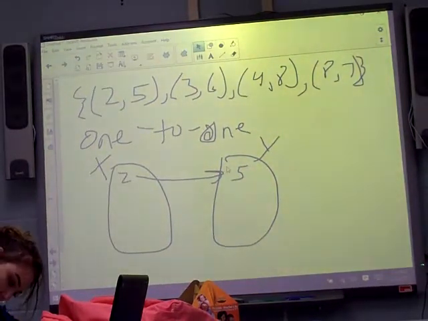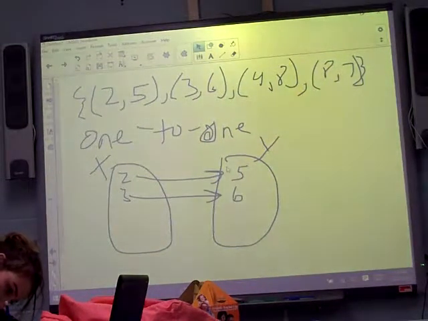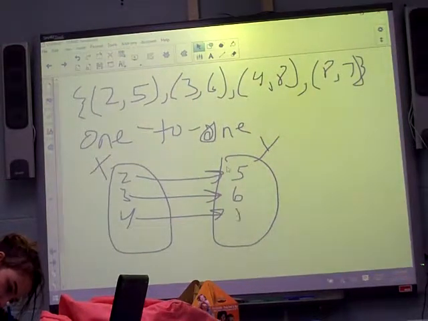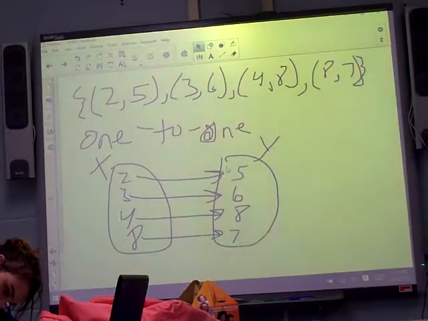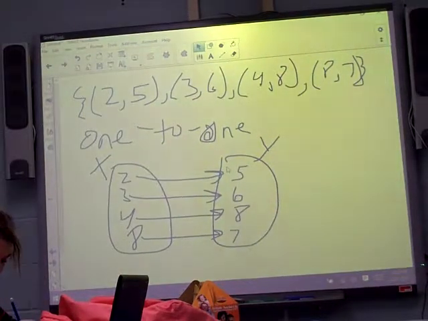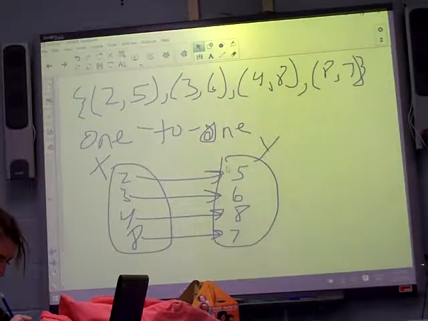Then I've got an x of 3 in the next ordered pair, and it goes to 6. Then I've got a 4, and it hooks up with a y that's 8. Then I've got an x of 8, and it hooks up with a y that's 7. So, is there any number in either the x sack or the y sack that has 2 or more arrows, more than one arrow? Is anything being double dipped? No. Everything only has one arrow.